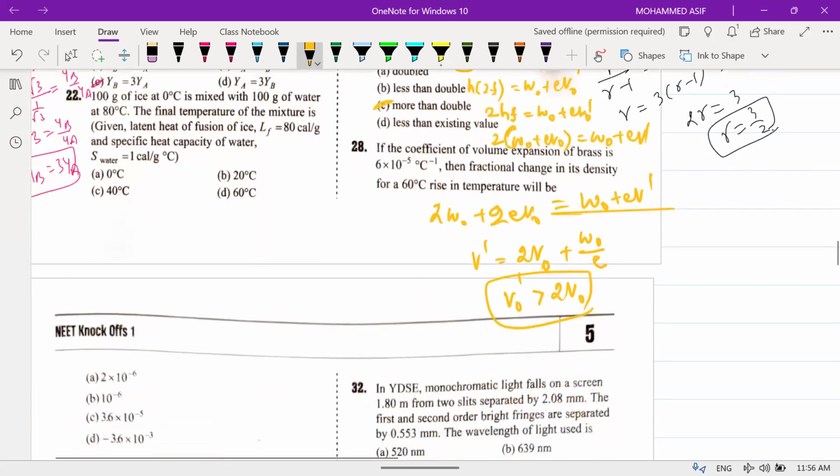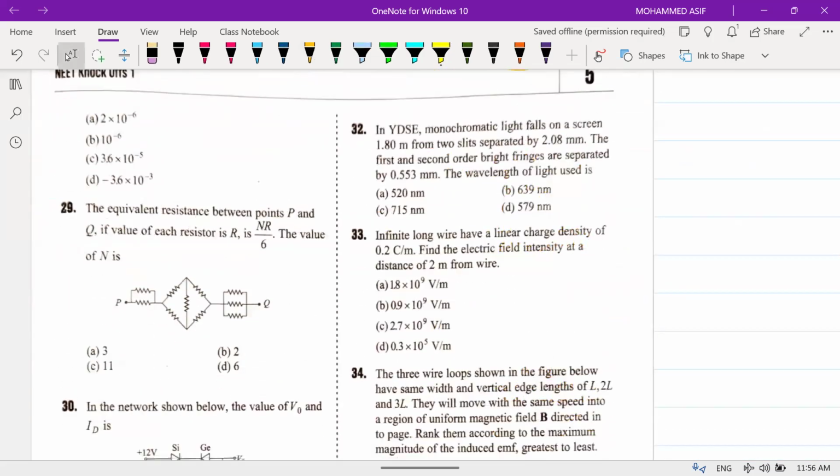Okay. Next one is heat chapter. Question number 29. Anyone better? You can do it out. The equivalent resistance between the points P and Q, if the value of each resistor is R, is NR divided by 6. The value of N will be equal to how much? All of them are equal, better.